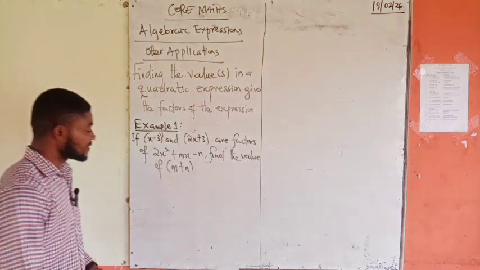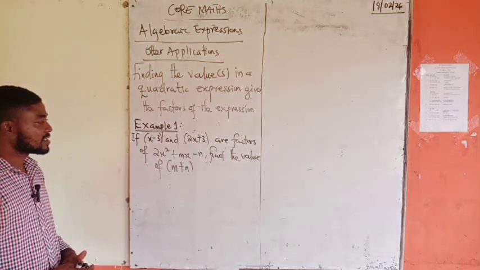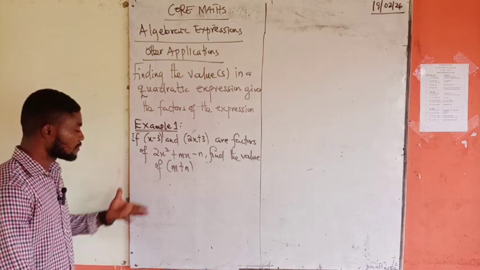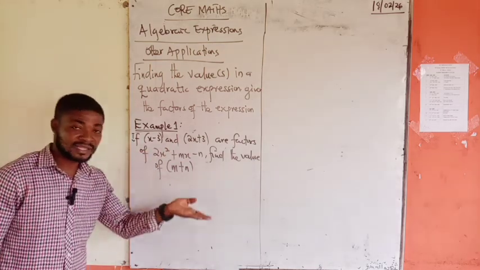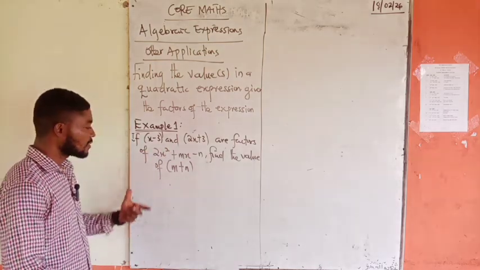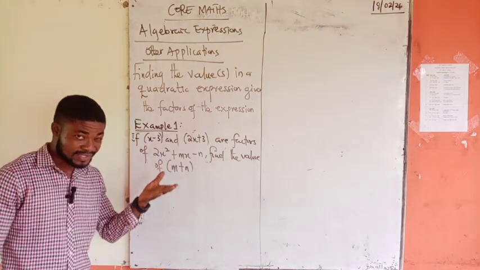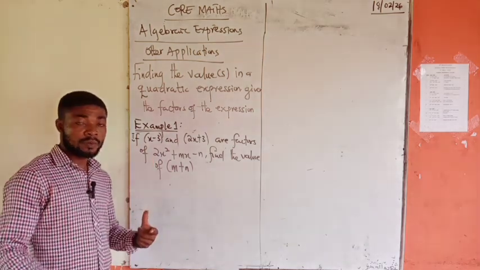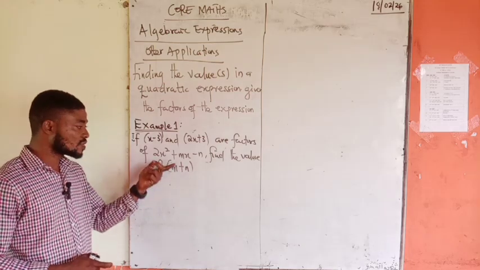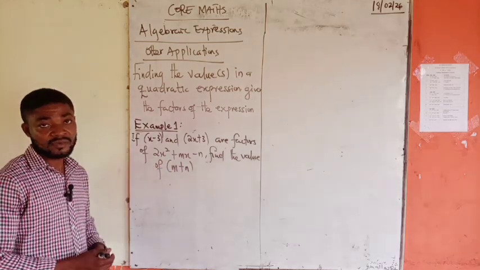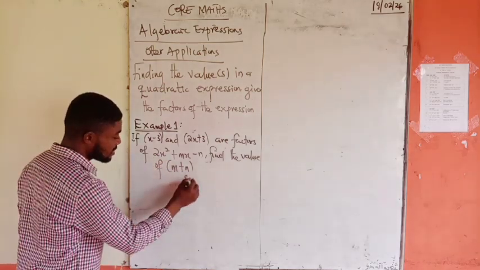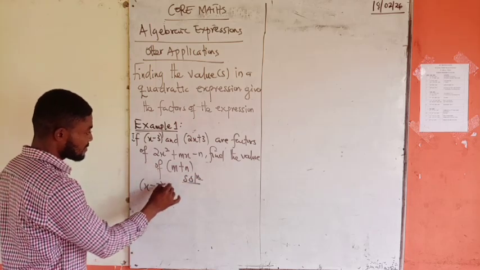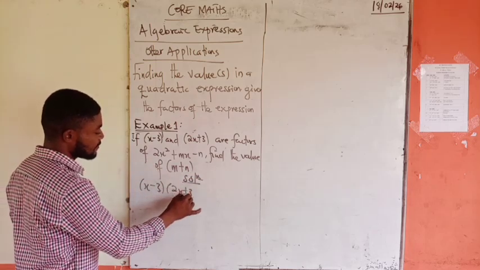So anytime you have a situation like this, since you've been given the factors, all you need to do is to expand your factors. When you expand the factors, you are going to get the quadratic expression, and then you compare the quadratic expression with what you have in the question. So solution, I take x minus 3 by 2x plus 3.